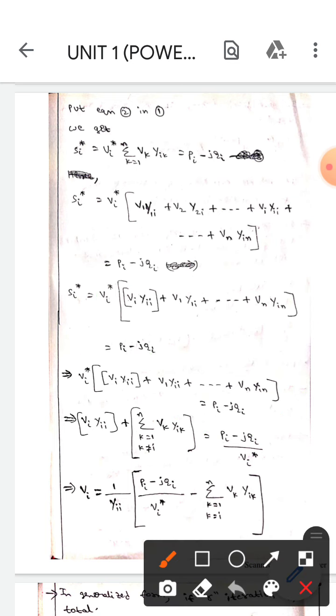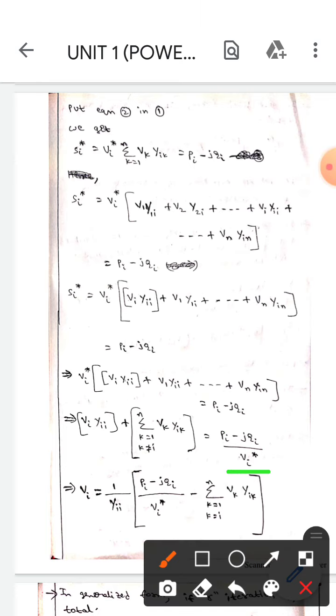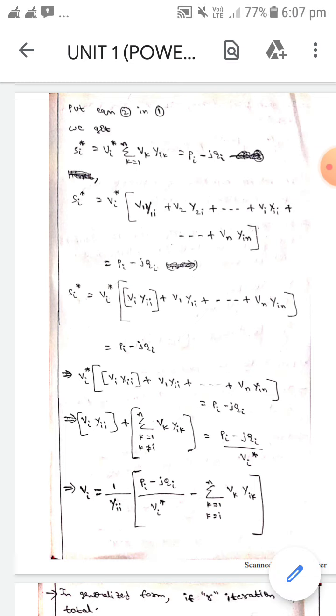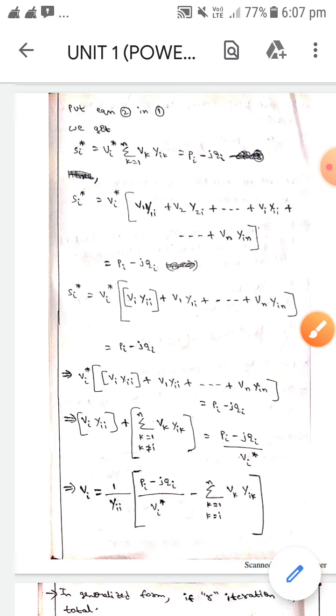And if you observe here, the Vi conjugate we will send to the RHS side. Then it becomes Pi minus jQi by Vi conjugate, as we send it there. Then this part we can write as sigma k equals 1 to n Vk into Yik. Here we also wrote k not equal to i, which means we have separated the Vii term, so k will not be equal to i.